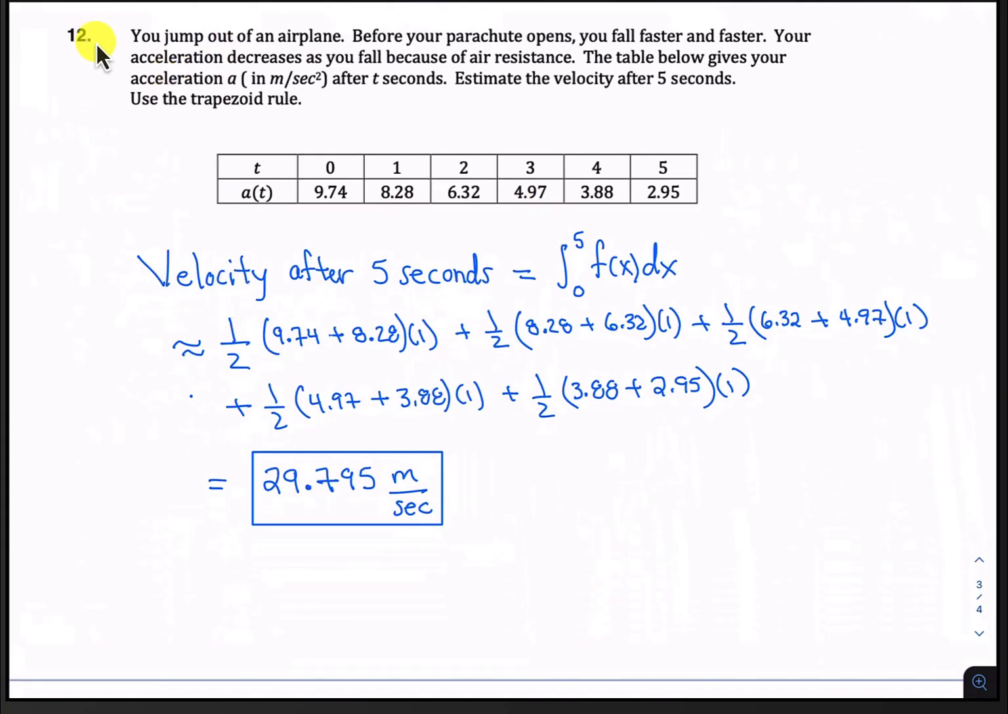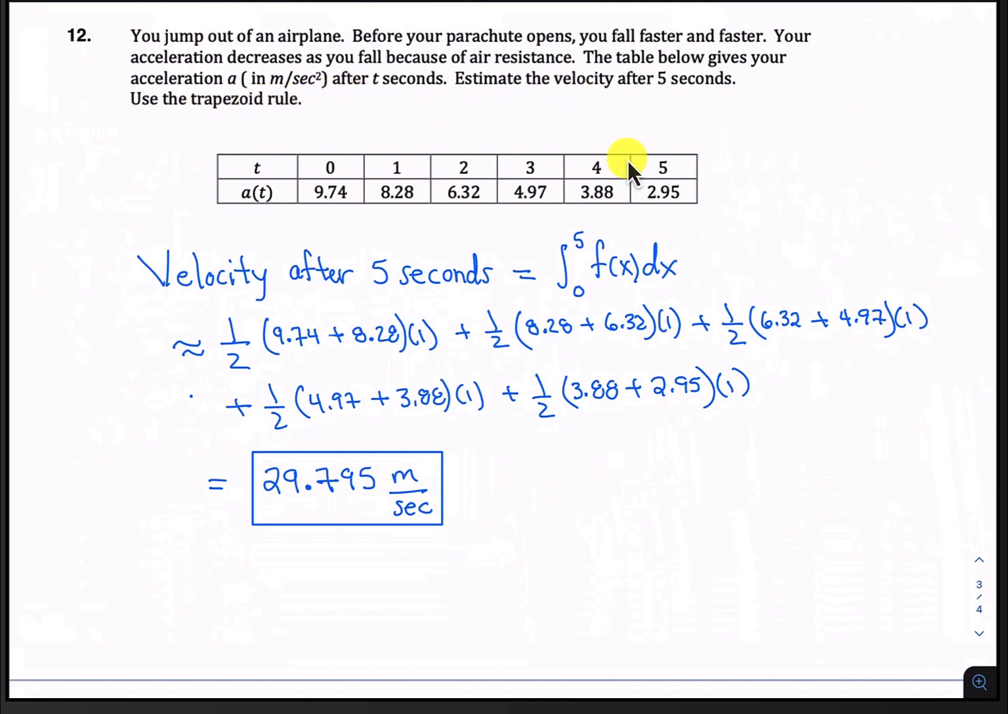And our last question here is number 12. You jump out of an airplane, and before your parachute opens, you fall faster and faster. Your acceleration decreases as you fall because of air resistance. The table below gives your acceleration A in meters per second squared after t seconds. Estimate the velocity after 5 seconds using the trapezoid rule.